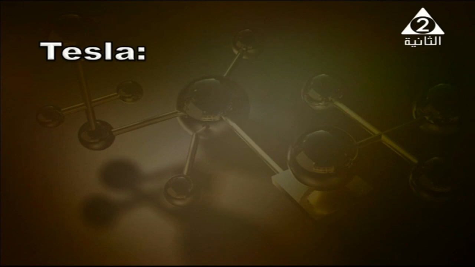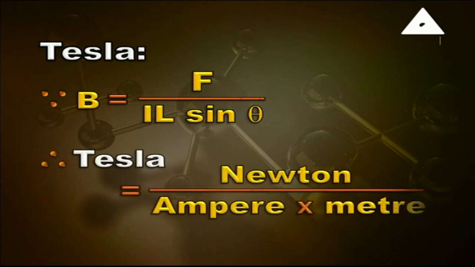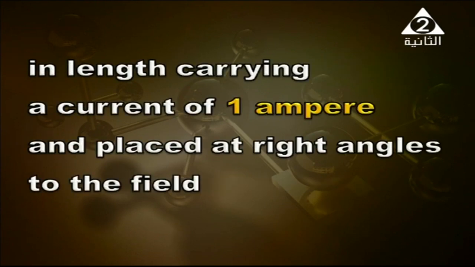Now it's high time to give Tesla a definition. Tesla is the unit of magnetic flux density. From the expression B equals F over IL sine theta, Tesla equals Newton over ampere meter. So Tesla is the magnetic flux density of the uniform magnetic field which exerts a force of 1 Newton on a wire 1 meter in length, carrying a current of 1 ampere and placed perpendicular to the field, at right angles to the field.